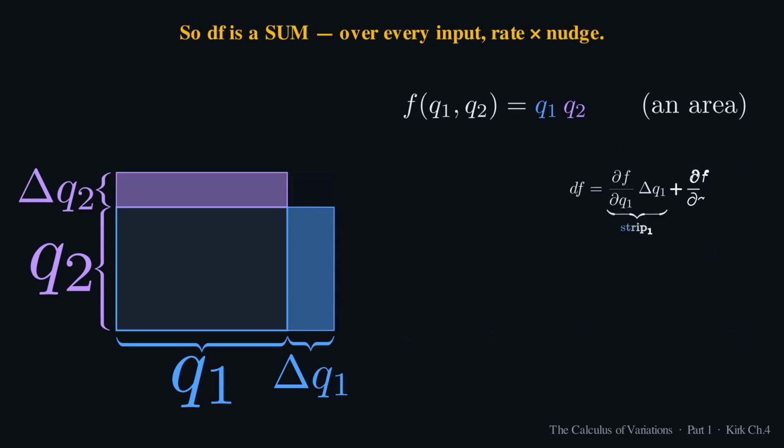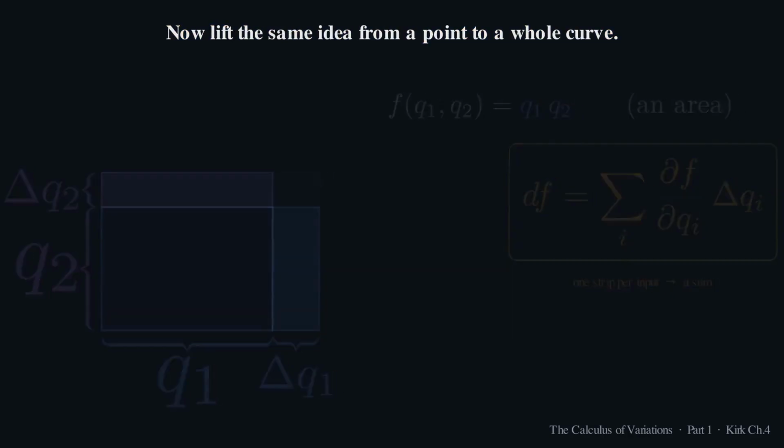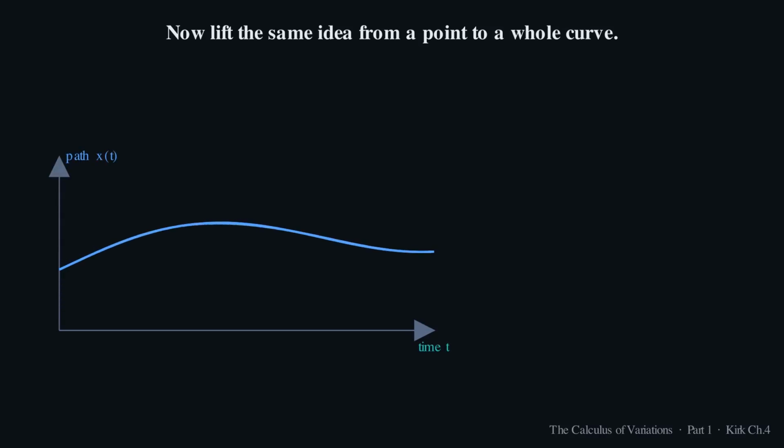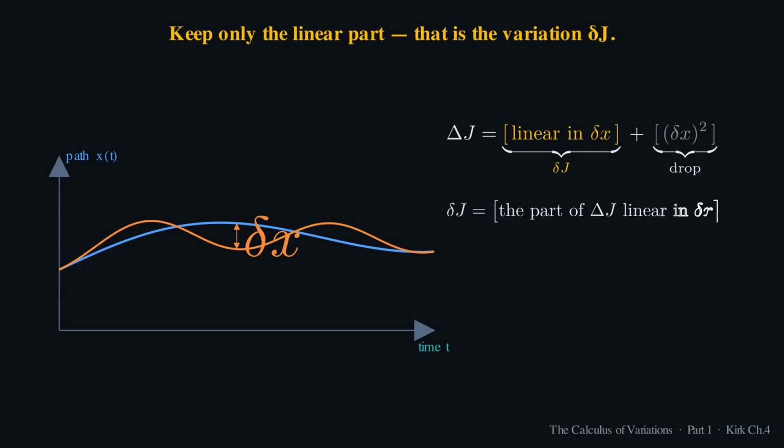That strip is a rate, how fast the area grows when only this input moves, times the amount you pushed. And that rate is the partial derivative. Now the other input alone, a second strip, its own rate times its own nudge. Push both and the strips simply add. They sit in different places. The only overlap is this tiny corner, small times small, second order, so we drop it.